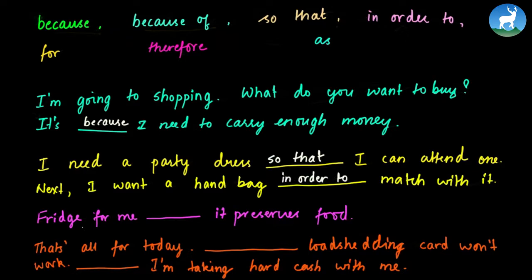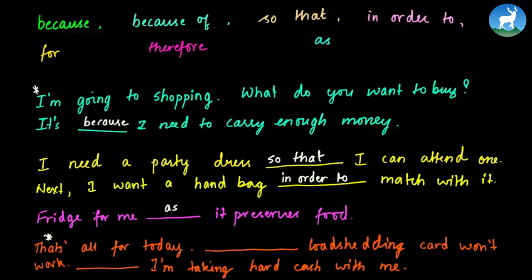The next person says, fridge for me, blank, it preserves food. But we've already used because here. So we can say, fridge for me as it preserves food. And finally, that's all for today. Now the same person who's offering shopping says, that's all for today.